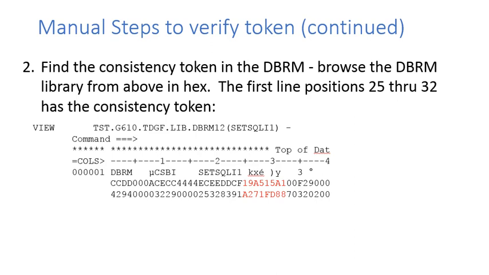Second step is to find the consistency token in the DBRM. Browse the DBRM library above in hex, first line position. In first line positions 25 through 32 have the consistency token. In this case 1A, 92, etc., shown in red.